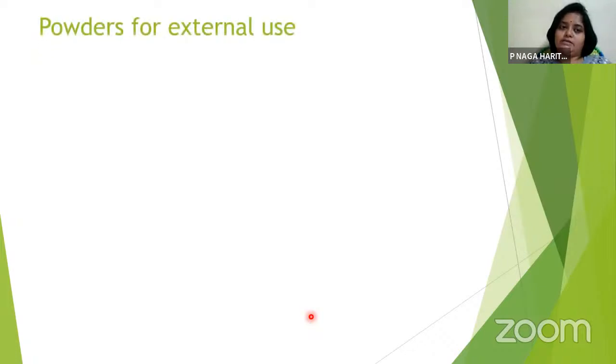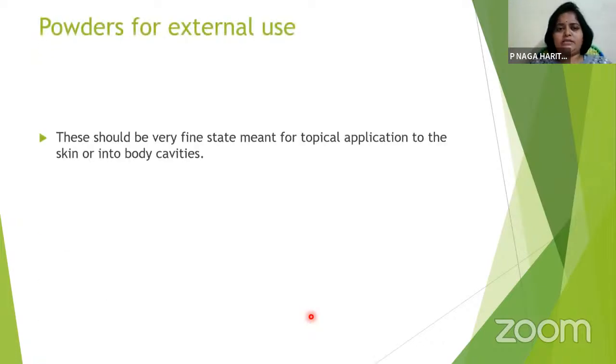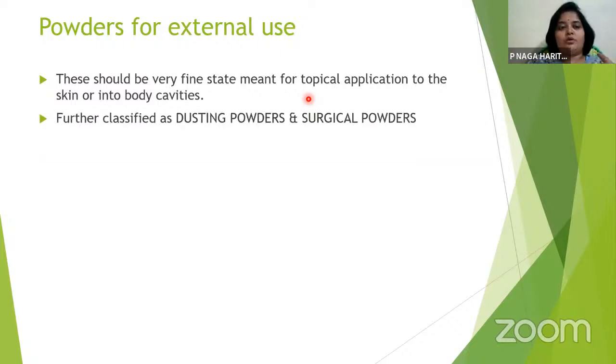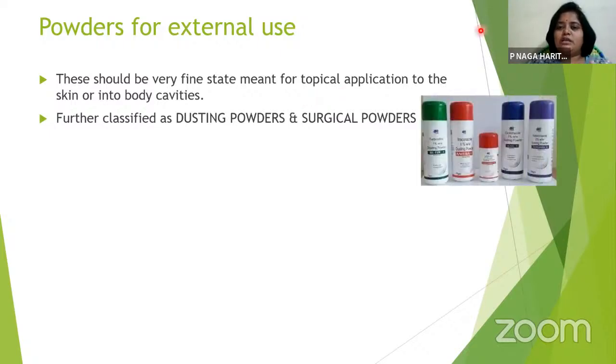And then powders for external use. And here under the powders for external use, they should be in a very fine state, which are meant for the topical application to the skin or into the body cavities even. You must have generally seen all these external powders like we'll be using betadine powder for the external abrasions. You'll be using candid powders for certain topical infections like that. Okay. So further classified as dusting powders and surgical powders. So these are the examples of the dusting powders which we have.